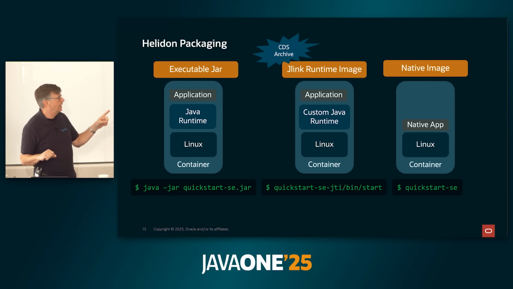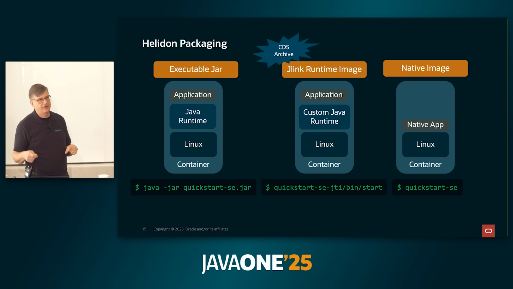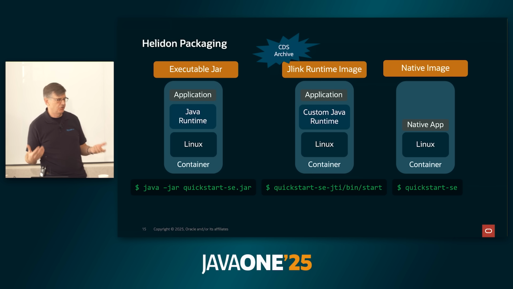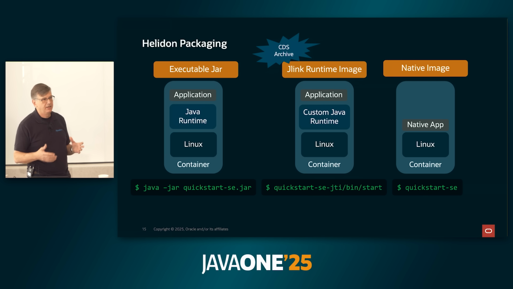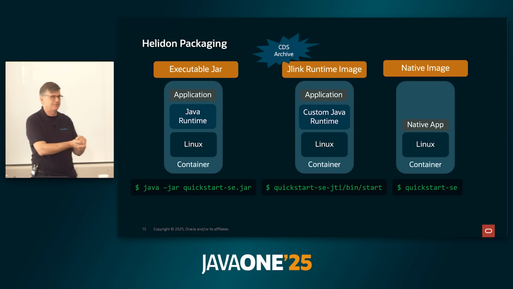We also support JLink runtime images. So this is similar to the first, except that our tooling supports generating a custom Java runtime. So with JLink and our support for the module system, when you build your application, JLink can determine what Java modules you use and produce a Java runtime with only those modules in it. And you can get up to 70% reduction, was it something like that, in terms of image size by using a custom Java runtime versus the full JDK.